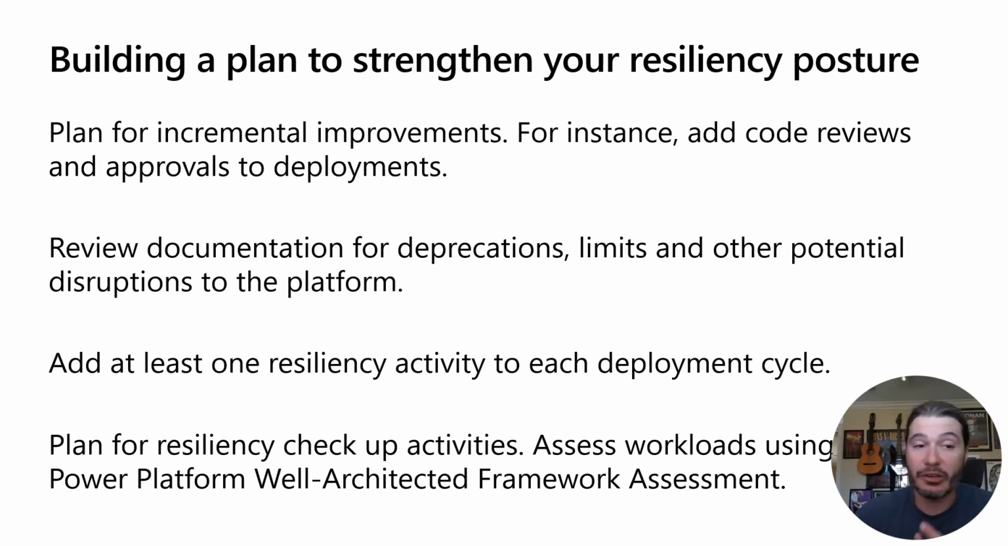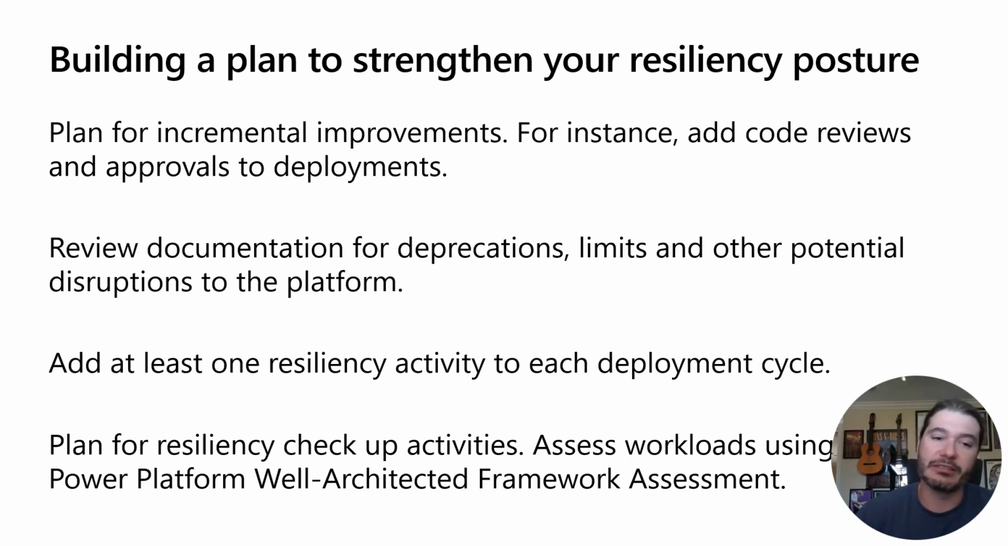For instance, if you're not doing code reviews or having approvals on deployments, maybe look at adding that. There are very easy ways, depending on how you're deploying. For instance, if you're using things like ADO, GitHub, maybe even pipelines, you can add environment checks around it. So you can have things like approvals, code reviews on movement of solutions or apps from dev environments up the swim lane to production. Adding those in are not big efforts, and can at least get you started towards strengthening your resiliency posture.